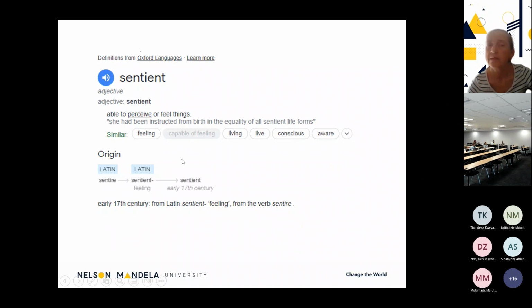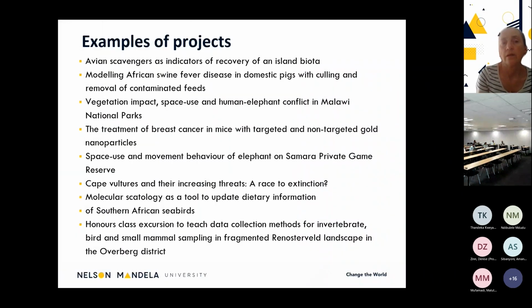Our vets are very good. Our lay people are also very good at alluding us to where the fine line is between experimentation where the animal is well controlled, or where there's a potential for animal cruelty, strong word, in this experiment. So examples of projects: avian scavengers as indicators of recovery of an island biota.